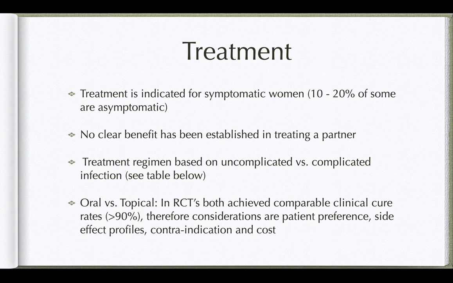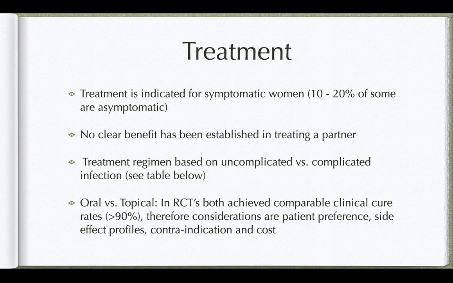The treatment is indicated for symptomatic women. 10 to 20% of some may be asymptomatic, especially in patients who have a repeat positive culture. So no clear benefit has been established in treating a partner, as traditionally VVC has not been noted to be a sexually transmitted condition, given that it is caused by an organism that is part of the normal vaginal flora.